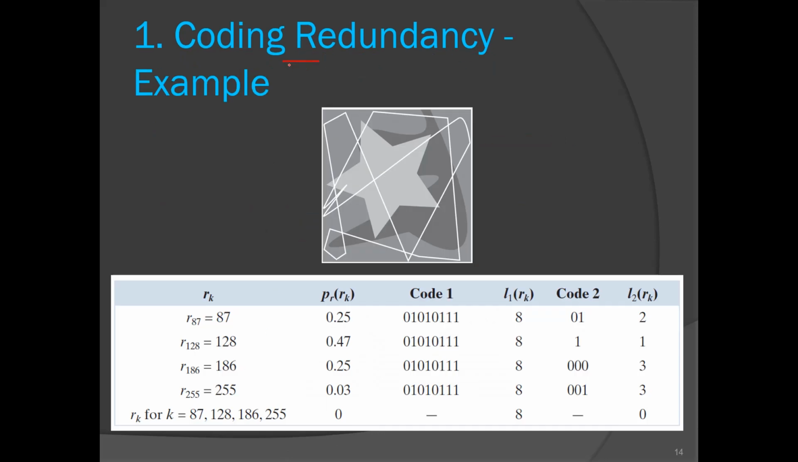Now consider one example. This example will illustrate coding redundancy. This image has only 4 intensity values. The star has one intensity value, the gray background has one, this region has one, and these lines indicate one intensity value. So we have only 4 intensity levels, and the probability of the other intensity levels is 0. The intensity 128, the star, has 50% probability, then this dark region has 0.25, the other has 0.25, and the line has 0.03 probability. The size of this image is 256 by 256.